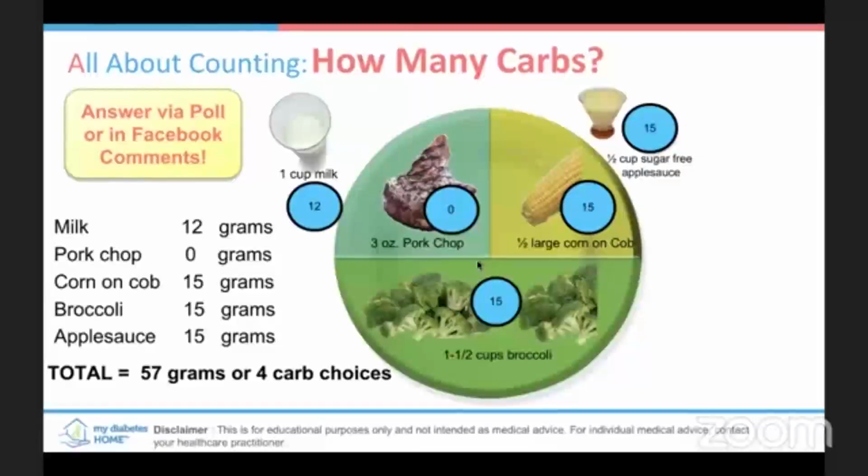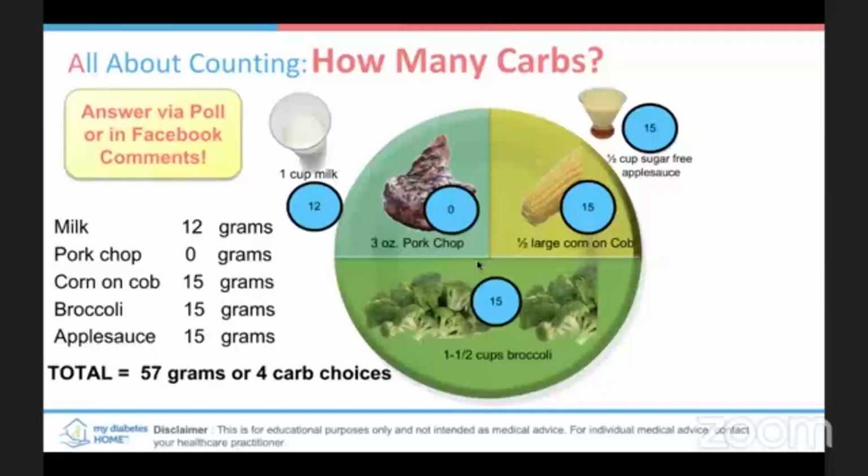So one of us got the answer right. That's cool. Great. But I don't think you guys were too far off. Everybody was just about around that choice. So I'm really glad that we were able to kind of understand this. We had about 60 grams, 57 grams, or 4 carb choices, or 4 servings.